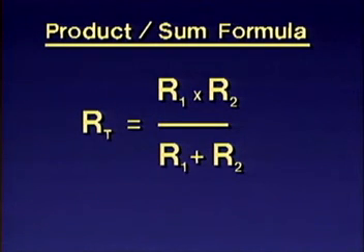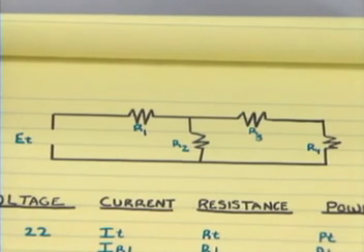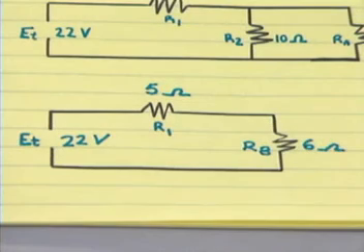Number 2. The product divided by the sum formula is helpful in simplifying a series parallel circuit. This formula says total resistance for two resistors connected in parallel is equal to R1 times R2 divided by R1 plus R2. Number 3. Once you simplify a combination series parallel circuit, you can easily use the formulas for series and parallel circuits to determine all values.